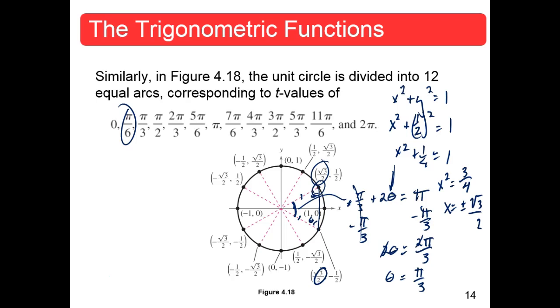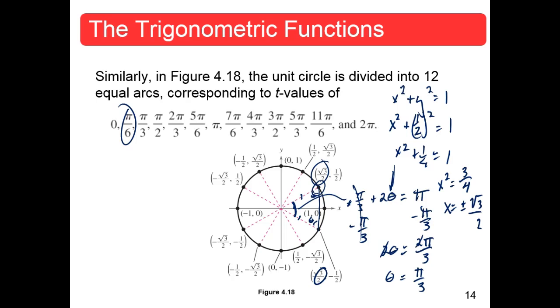So here we know what this point is. The x is square root of 3 over 2, the y is 1/2. That's on the unit circle, and that gives you an angle of pi/6, a t value of pi/6. You double this, and you move up here.